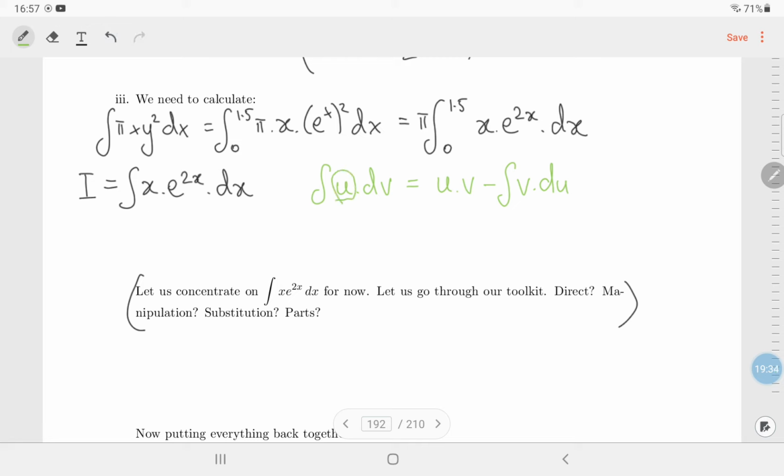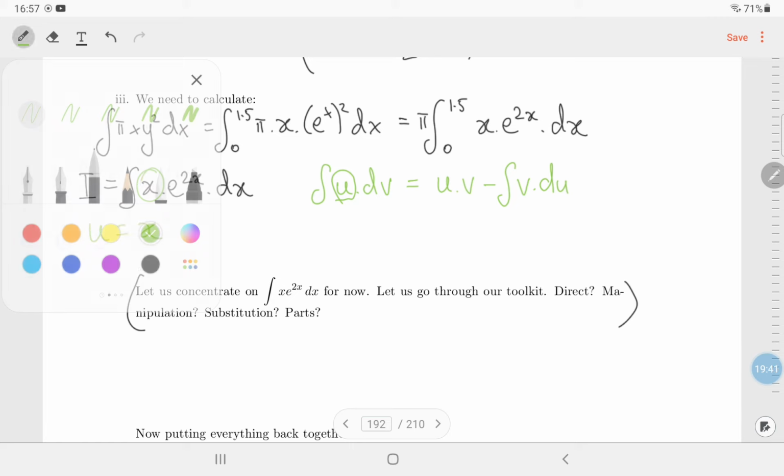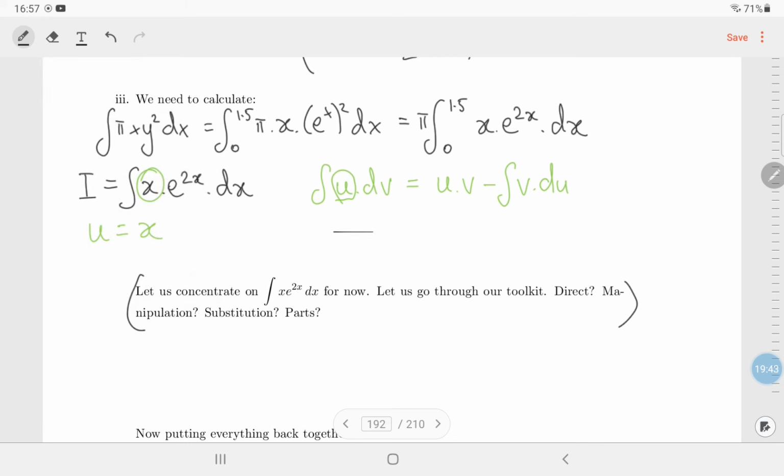So in terms of algebraic, which means power of x, this is going to be my u. So u is equal to x, and then everything else is dv. So all that is dv.